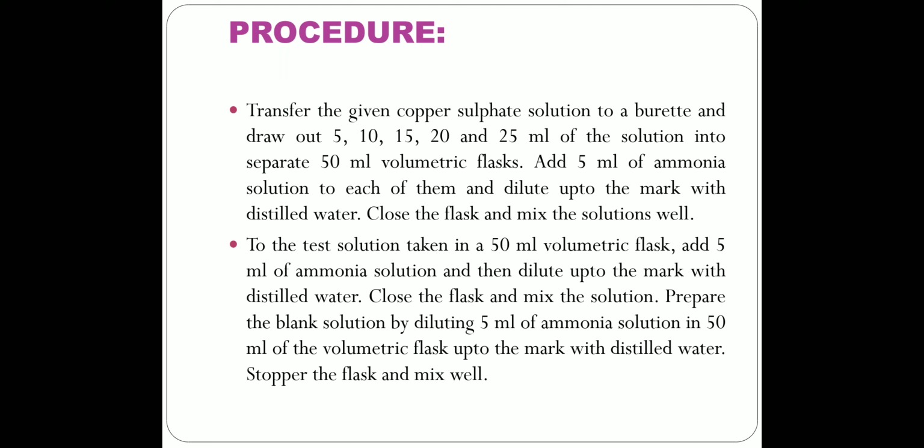First we will prepare the blank solution. We will take a 50 ml standard flask, and in that we add only 5 ml of ammonia solution, and dilute it with double distilled water, making the solution up to 50 ml. This blank solution is used for the calibration of the instrument, and with its help we will calibrate our instrument at 0 absorbance. Then the next solution will be prepared with 5 ml of copper sulfate solution, and 5 ml of ammonia will be added to it.